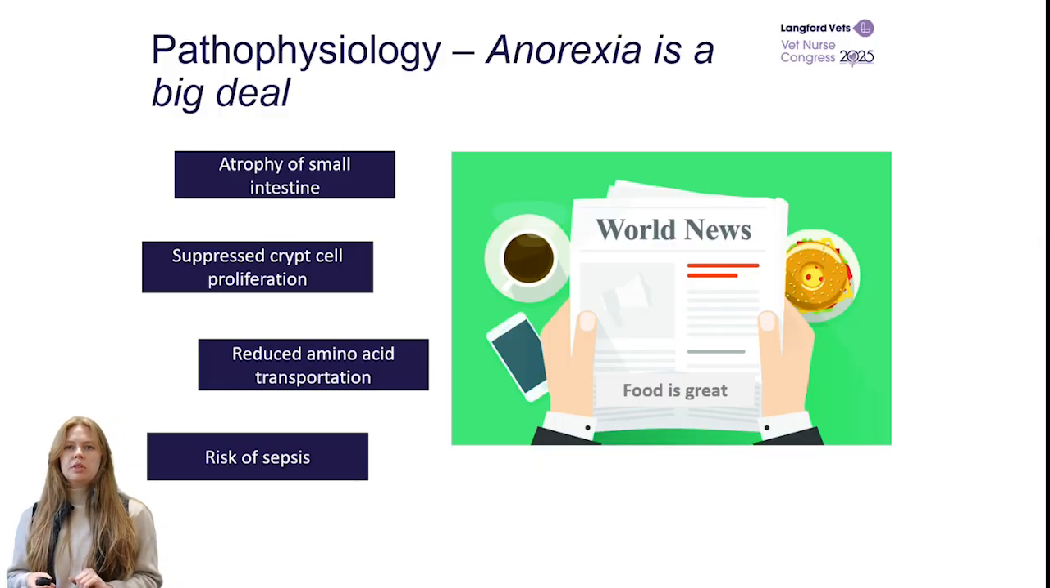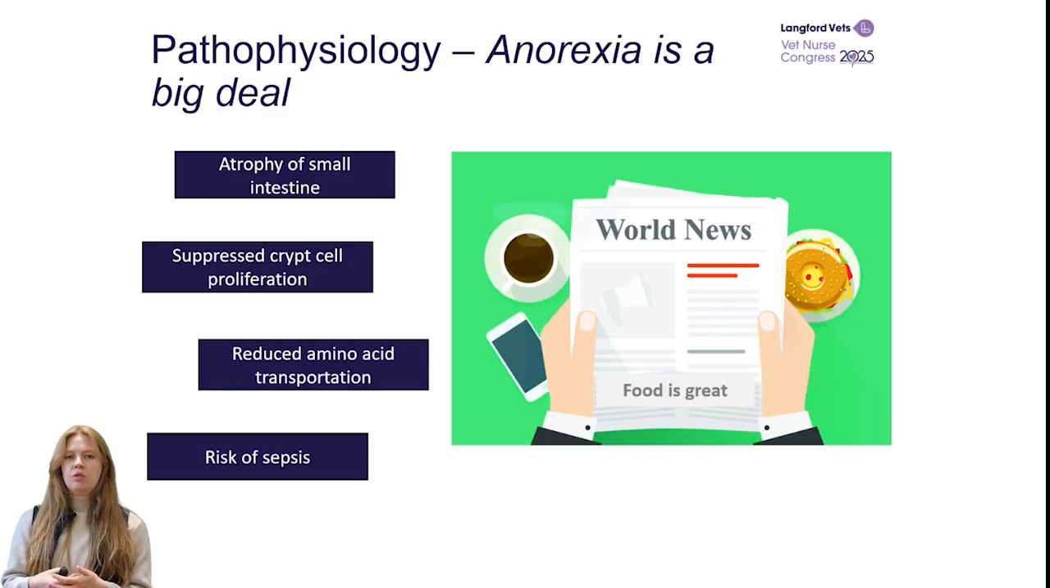So the other thing I wanted to go into detail with is anorexia. We know that food is important, that's why I've got on this little world news. Food is great. Food is essential, and not just to the point where we need to build our sustenance throughout the whole body, but the actual gut cells themselves rely on nutrients coming through the lumen for their normal processes.